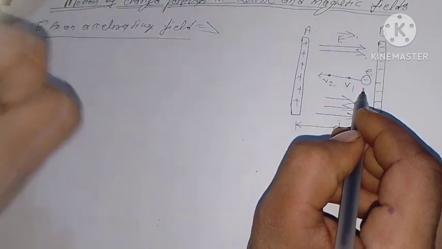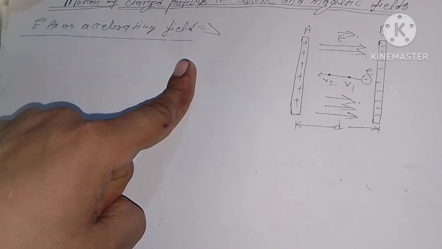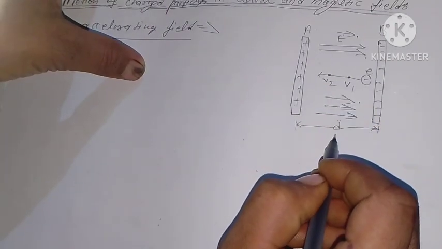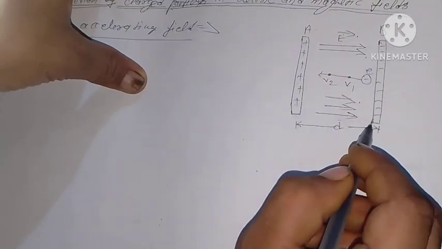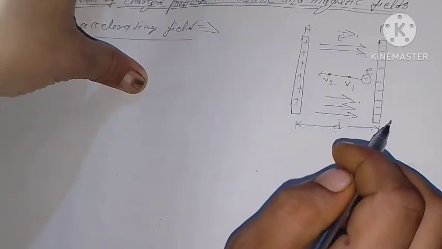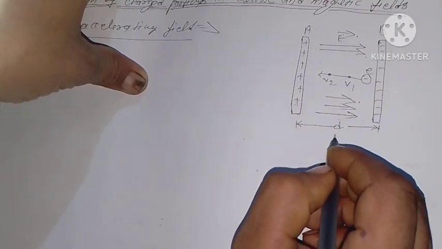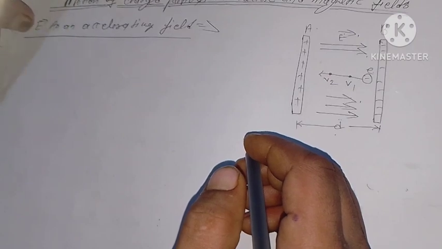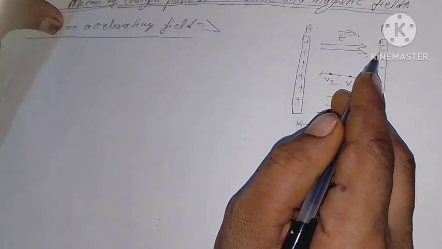Let us consider the motion of an electron parallel to a uniform electric field E. For this, consider two plane parallel metal plates A and B separated by a small distance D and insulated from each other. If a DC voltage source is connected between the plates, the plates are charged oppositely and an electric field is produced in the region between the plates. If the spacing D is small, the electric field E will be fairly uniform, except near the edges. The electric field E is directed from the positive plate A towards the negative plate B.